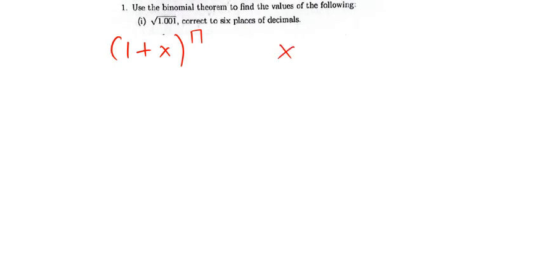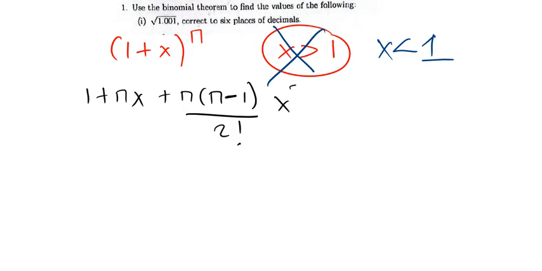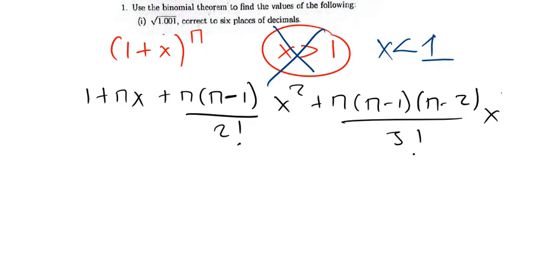x is less than 1, such an expansion, and usually this is necessary where we're working with n which is of course negative or a fraction. x shouldn't be greater than 1, but instead x should be less than 1. The simplified form of the equation is 1 plus nx plus n(n minus 1) over 2 factorial x squared plus n(n minus 1)(n minus 2) over 3 factorial x to the power 3. This is the equation that we'll use for such expansions.